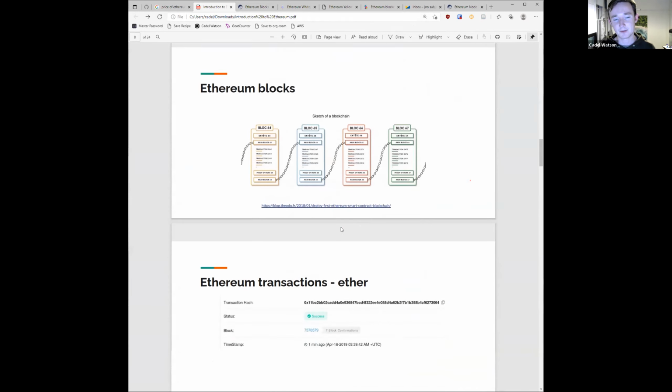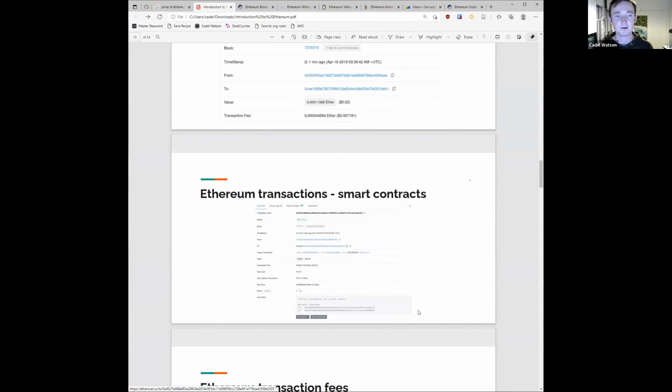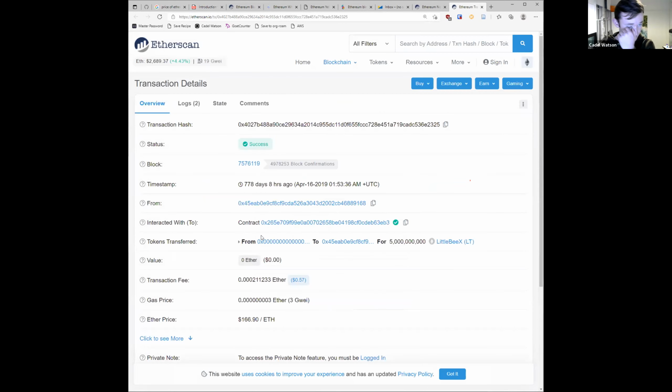So that's the most basic type of transaction. Someone sending money to someone else, just like Bitcoin. But we have the second type of transaction, the much cooler type of transaction, which is a smart contract transaction. So let's jump through and have a look at this one.